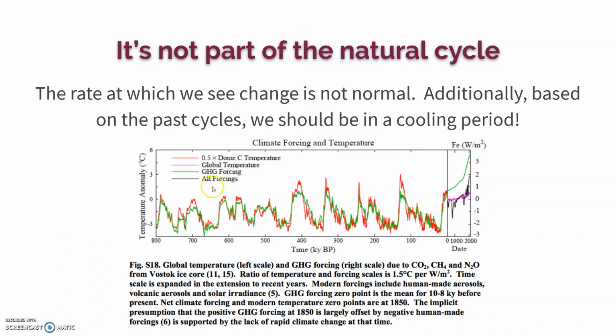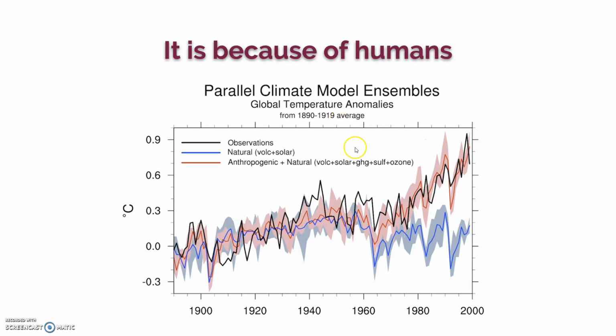So this is what the cycle should look like. This is basically showing carbon dioxide and the things that affect the climate, and then the resulting climate. So the carbon dioxide level is way above what's normal, and the temperature anomaly is also not where it should be. In fact, based on where we are, sort of like our orbit and our tilt, we should actually be in a cooling period, but we're not. It is because of humans.